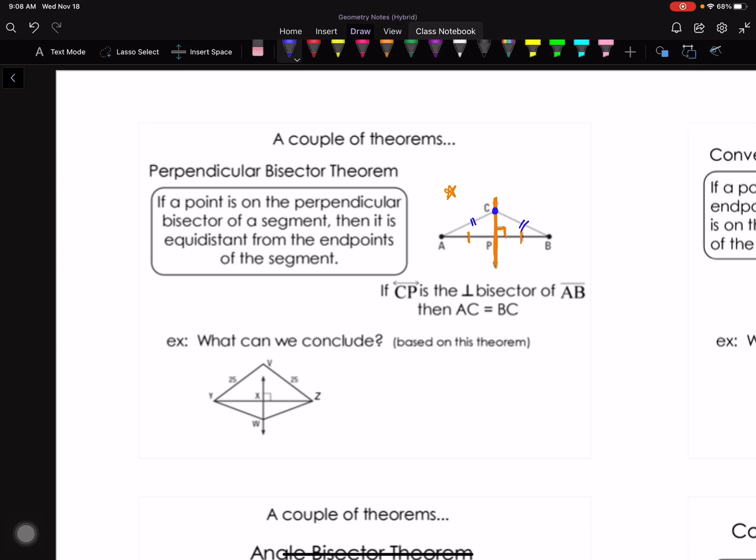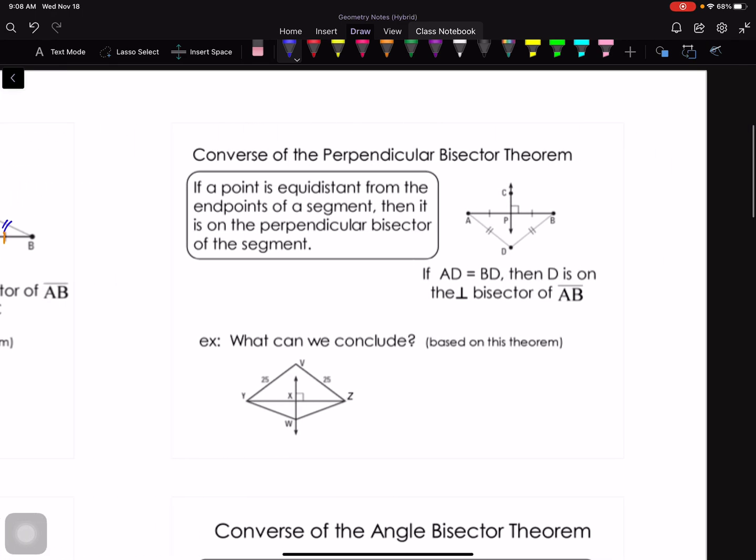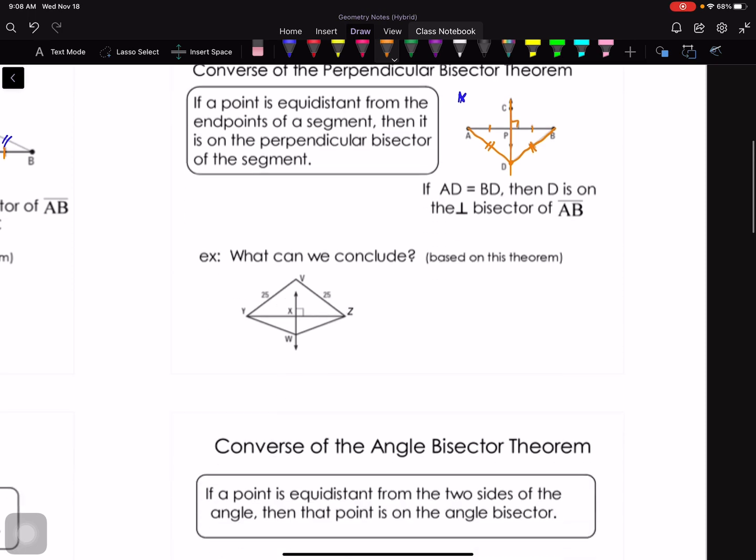And we have the converse of that, which means we can work it in the opposite direction. So if we have a point, I'm looking at this diagram over here, if we have a point D that is the same distance from the endpoints of a segment, which it is because we're marking it right here, then it is on the perpendicular bisector. So that means that CP would be the perpendicular bisector. So it works forward and backwards.